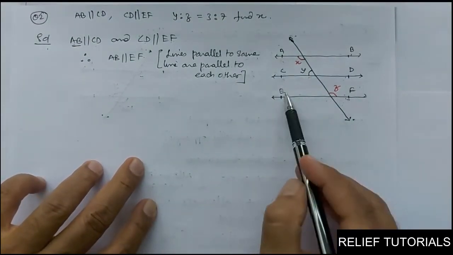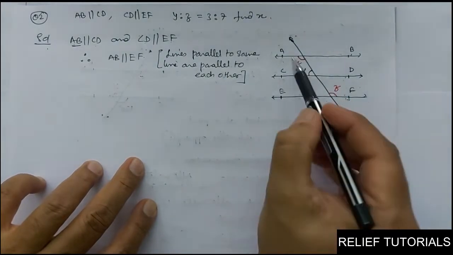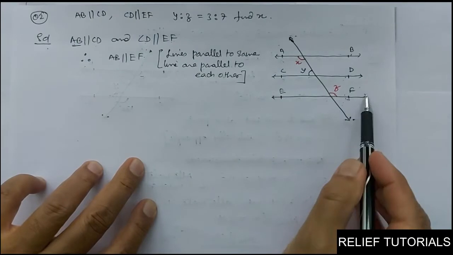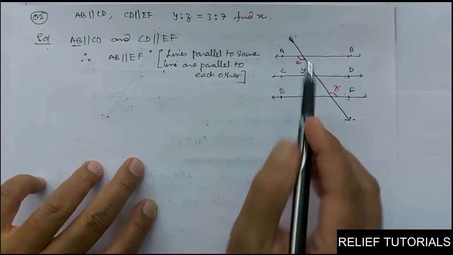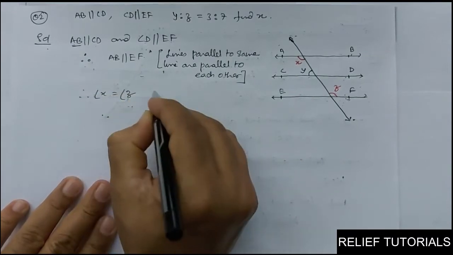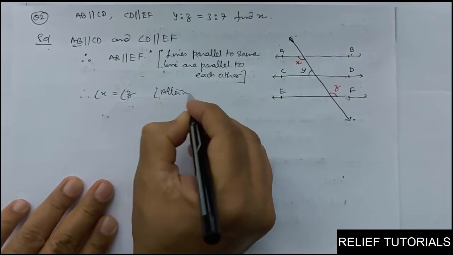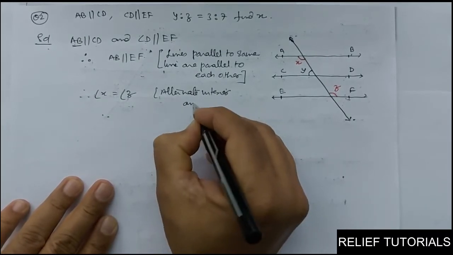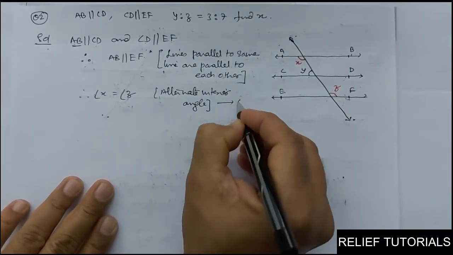Now, AB is parallel to EF and this is a transversal. So you see these two angles, red color angles. These lines are parallel, this is transversal, so they are alternate angles. Therefore I can say angle X is equal to angle Z. Reason: alternate interior angles. Clear? This is one we will say.